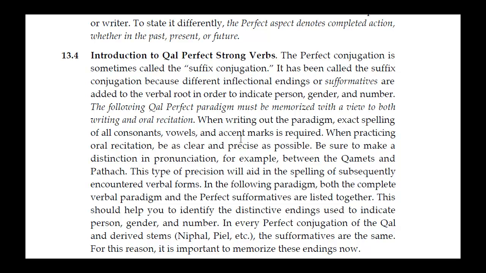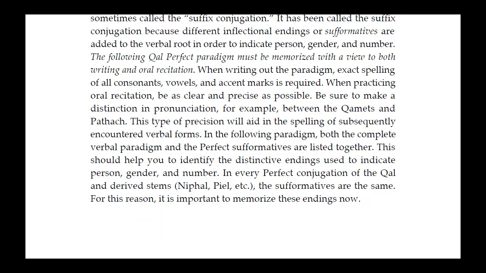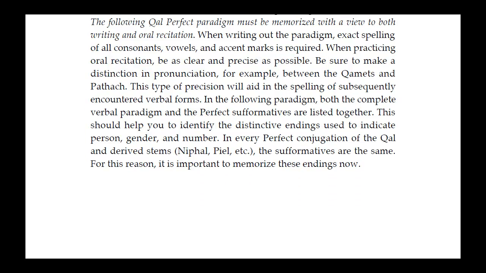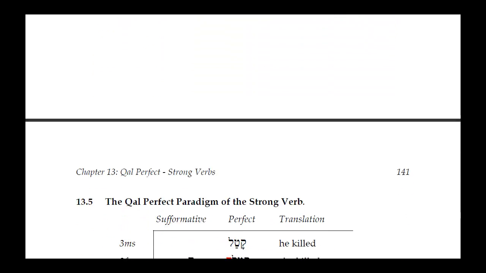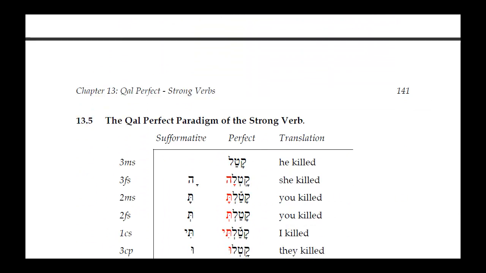What we want to do is make sure we understand these endings, these suffixes, or the suffixatives. In every perfect conjugation of the Qal and derived stems, the suffixatives are the same, and that's the reason why we want to memorize these endings. Once we get these endings down, they are the same all across the board, and it's really nice to know that you don't have to memorize anything else in here. And again, we're memorizing to recognize. That's the whole purpose of that.